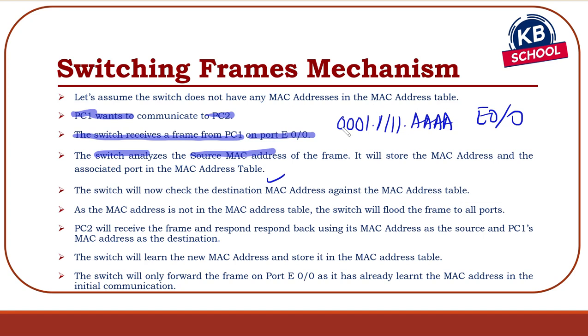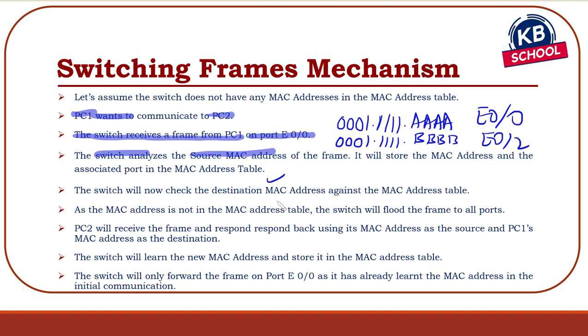The switch will now check the destination MAC address against the MAC address table. As I said, there is no MAC addresses. As the MAC address of PC2 is not in the MAC address table, the switch will flood it to all ports. So this time around, it's flooding it. So everyone receives it. But in a minute, when PC2 will receive the frame, it will respond back. When it responds back, it will put its source MAC address as 0001, 1111, BBBB, and send it back. The switch will receive it on the port that was connected towards PC2, which is E0/2, and store this MAC address over here.